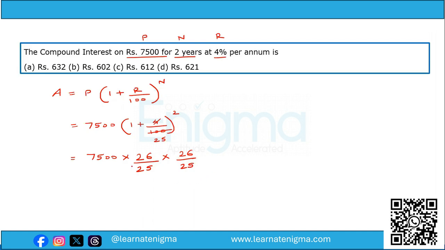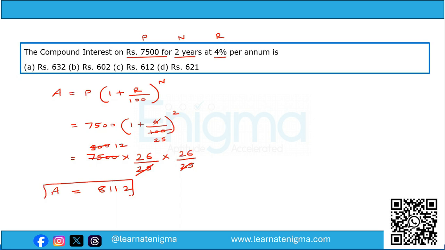So 7,500 divided by 25, we have 300. 300 divided by 25, we have 12. And 26 square is 676. So 12 into 676 comes out as 8112. Now this is the amount.